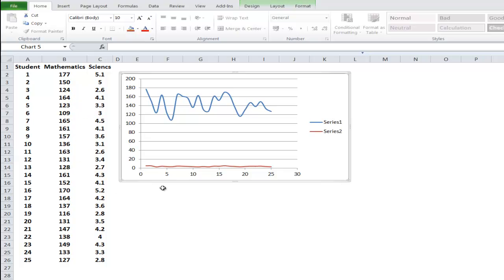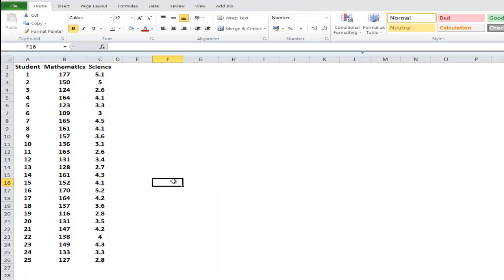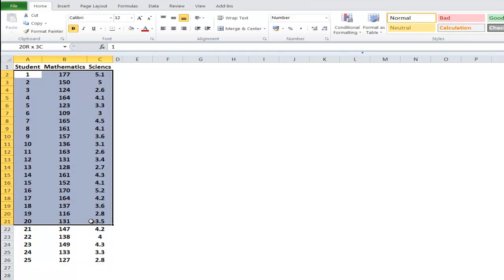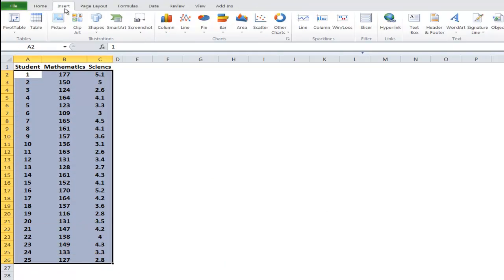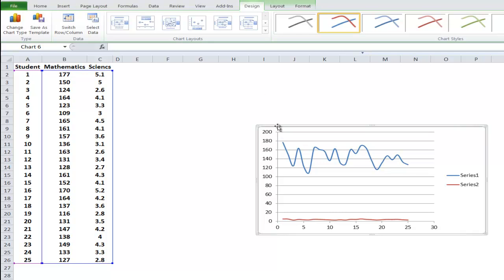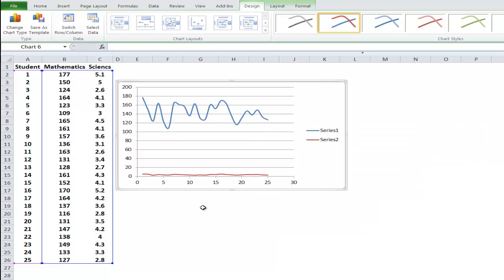Now, I've inserted the chart showing these two relationships. I should show you how to get the chart, I suppose. Let's just delete that for a moment. To work out the chart, it's very, very simple. We just highlight the numbers we want here. We go to Insert, we'll go to Scatter, and we'll pick this one here and move it across. And this is the chart we just had a moment ago.